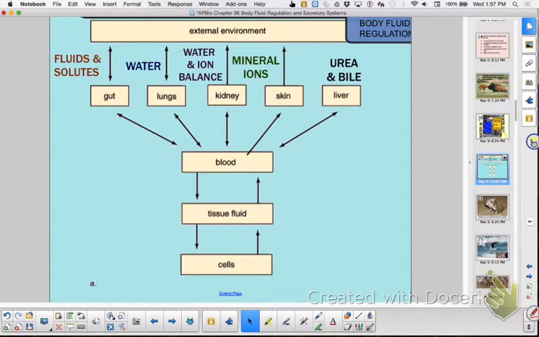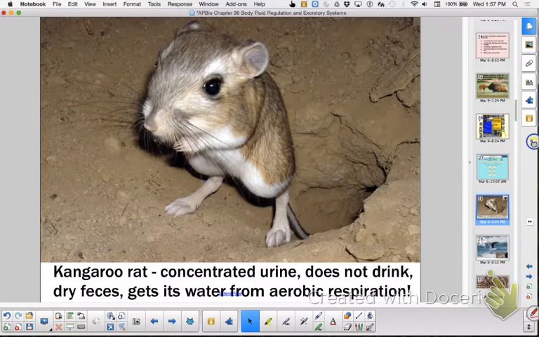Okay, so a couple of examples of osmoregulation by terrestrial vertebrates. One is the kangaroo rat. He lives in dry, desert-like conditions. He has very concentrated urine to conserve water, and he never ever drinks. And the reason is he is so good at conserving his water, and he gets all of his water from just the metabolism of the food that he eats. So on your notes, kangaroo rat: concentrated urine, dry feces, gets all water from aerobic respiration.